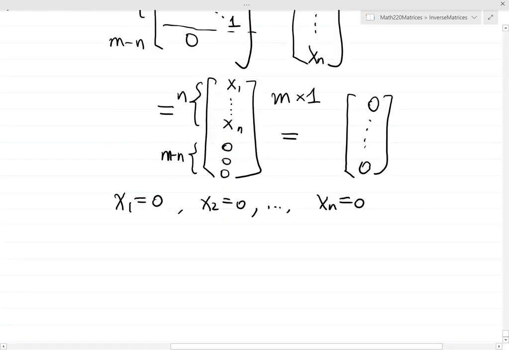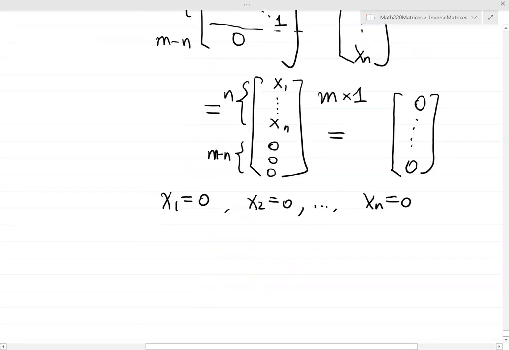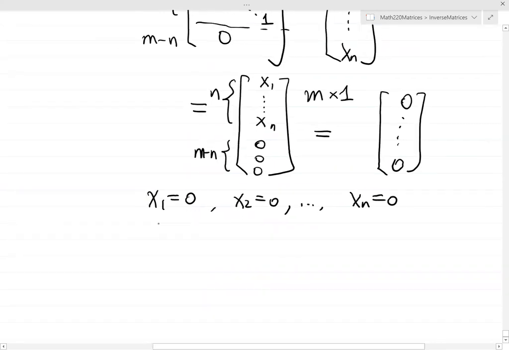So for a matrix with full column rank, let A be a matrix with full column rank. Let A be a full column rank matrix.